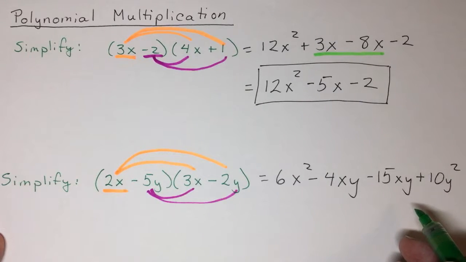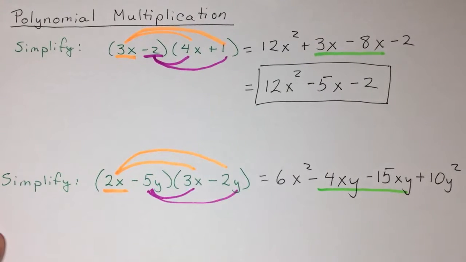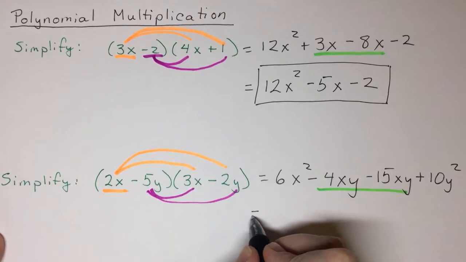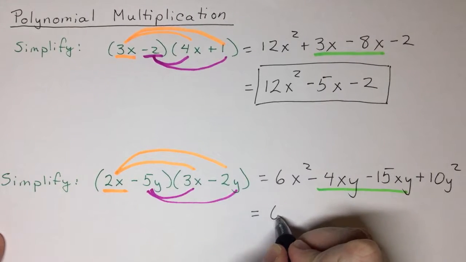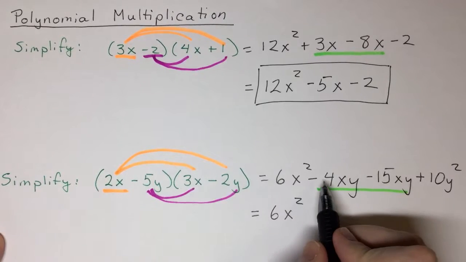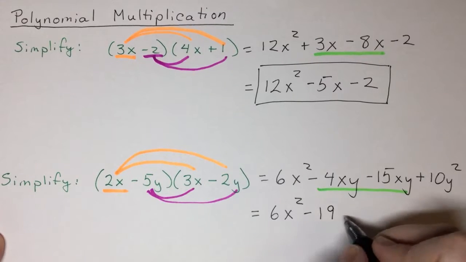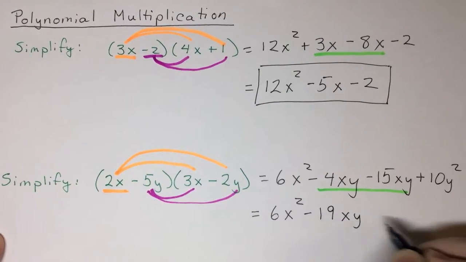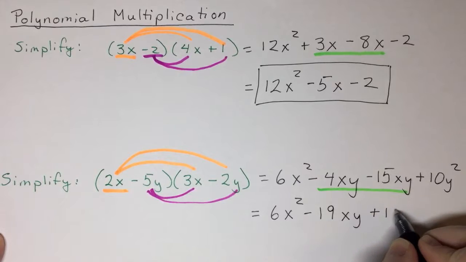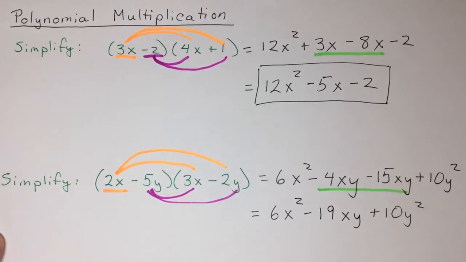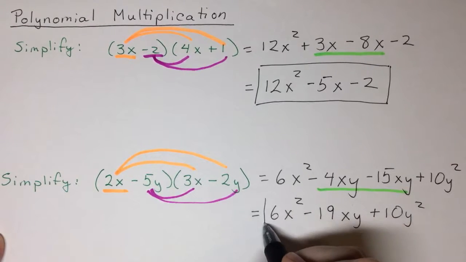I've cleared the parentheses. I'm not done because I have like terms. I need to clear parentheses and combine like terms for a polynomial to be simplified. 6x squared. I owe 4, I owe 15. So I owe 19. 19 what? 19 xy's. Plus 10y squared. This is in descending order of x's. X to the second, x to the first, no x's, and ascending order of y. No y, y to the first, y to the second.